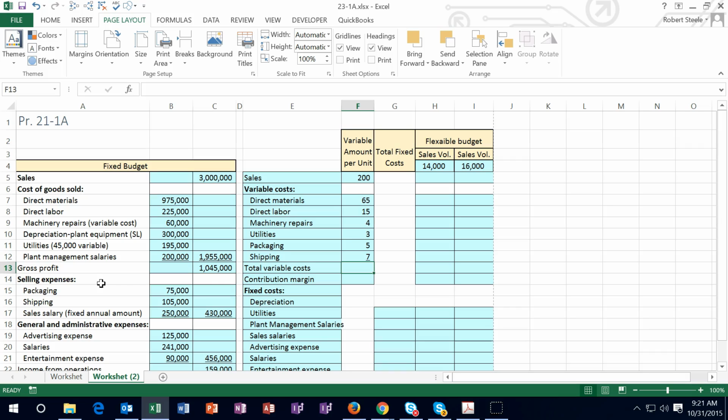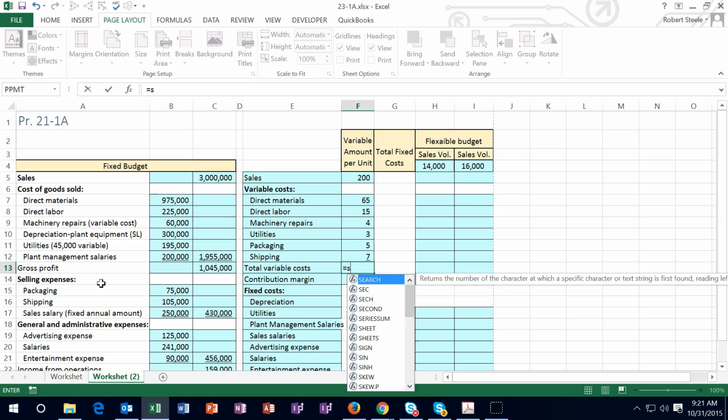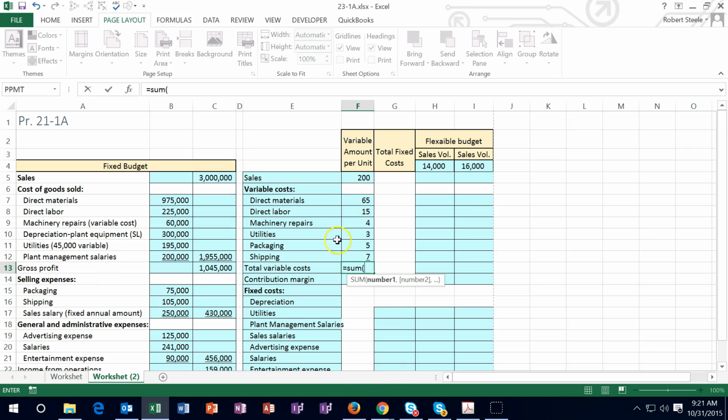I'm going to sum up the variable cost now by saying this equals the sum of, remember not to pick up the 200, that's the sales price. We just want the variable cost of the 65 down to the 7. 65 plus 15 plus 4 plus 3 plus 5 plus 7 is the 99.